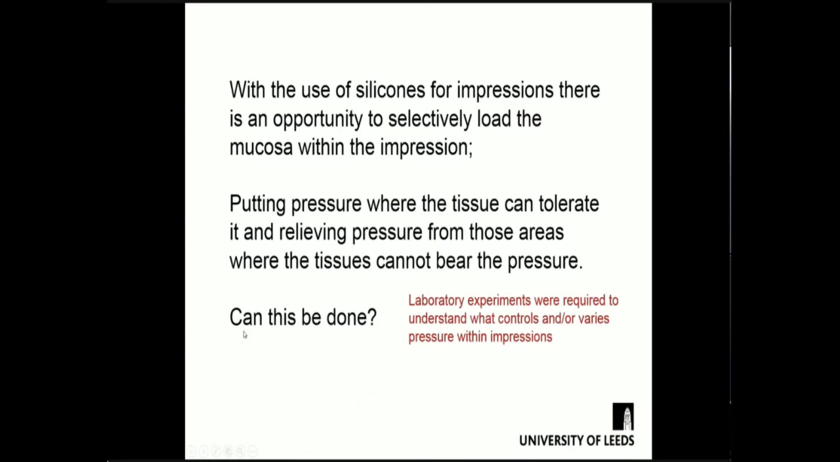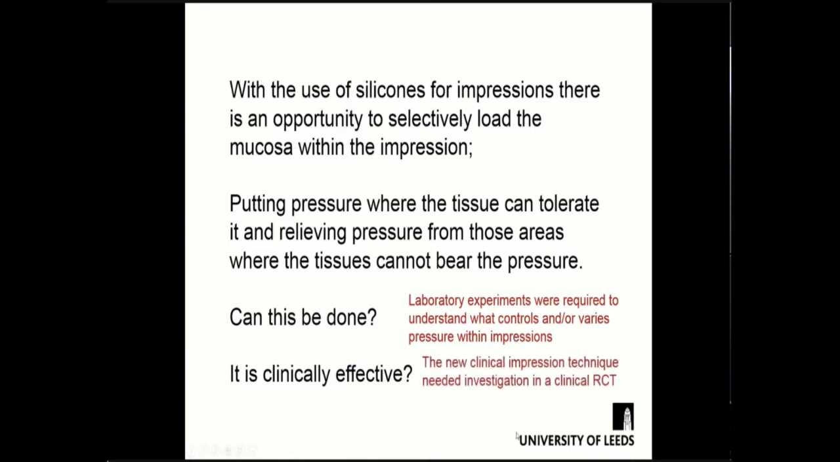Can this be done? And the first thing we have to do to decide whether this can be done is some laboratory research required to understand what varies the pressure within impressions. And then we have to decide if varying the pressure like that actually makes a difference to the patient. So then we have to run a randomized controlled trial to see if the patients benefit from our selective pressure impressions. By 2008, we performed a series of laboratory experiments which showed the effect of variables on impression pressure.